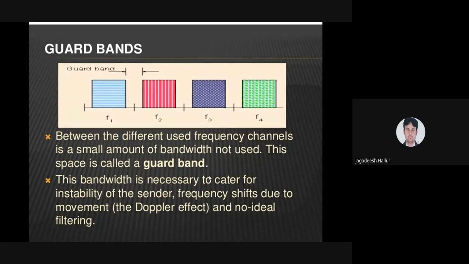You are seeing many colors here. F1 has one color, F2 has a different color, F3 another, F4 another. So we have divided the frequency bands. In between the frequency bands there are guard bands: between F1 and F2, between F2 and F3, and between F3 and F4. This guard band is to avoid interference between the two signals. The guard band is used in frequency division multiple access only.